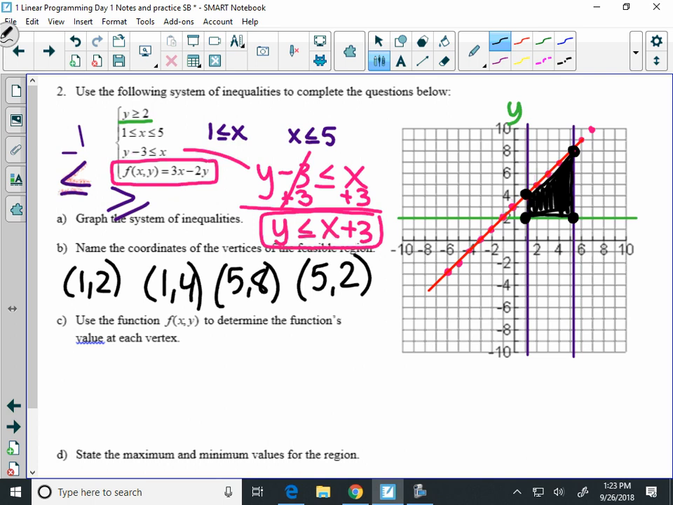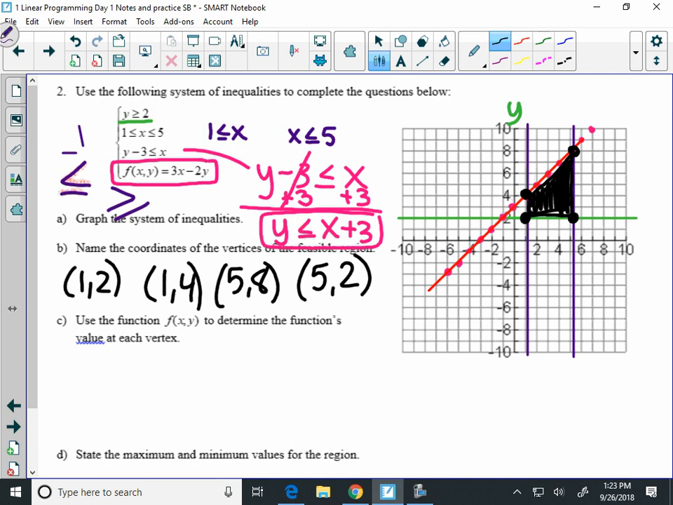Now, some people think just because this 5, 8 is the highest point that that's going to be the maximum, but it doesn't always work out like that. Sometimes one of the low points is the max. That's why you have to take each of those ordered pairs and put it into your function, f of x, y. So let's do that.